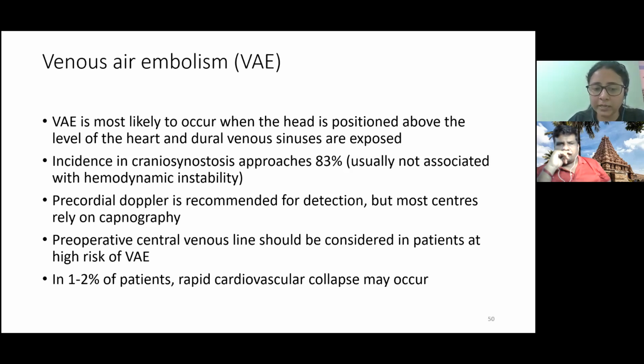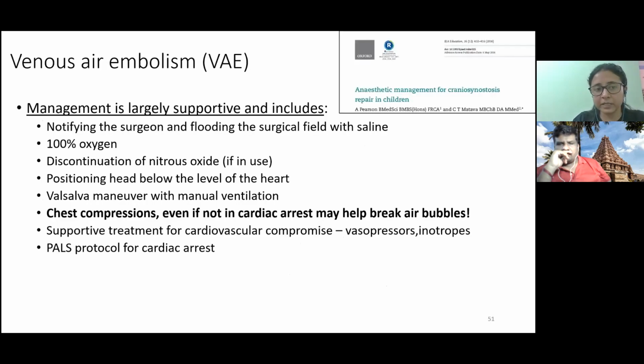And in 1 to 2% of patients, rapid cardiovascular collapse can occur. So the management is largely supportive and includes notifying the surgeon and flooding the surgical field with saline to prevent further entrapment of air, using 100% oxygen, discontinuation of nitrous oxide if in use, positioning the head below the level of the heart, Valsalva maneuver with manual ventilation, and there are reports of chest compressions being helpful even if not in cardiac arrest because they help break the air bubbles.